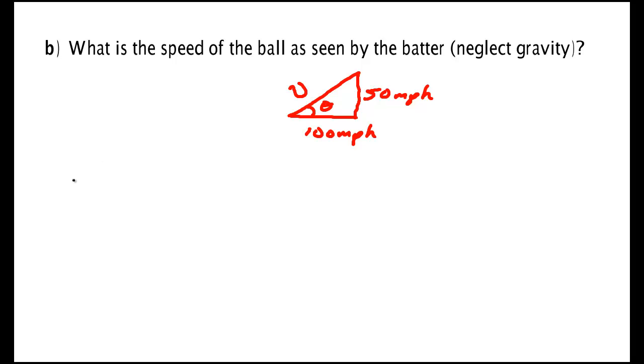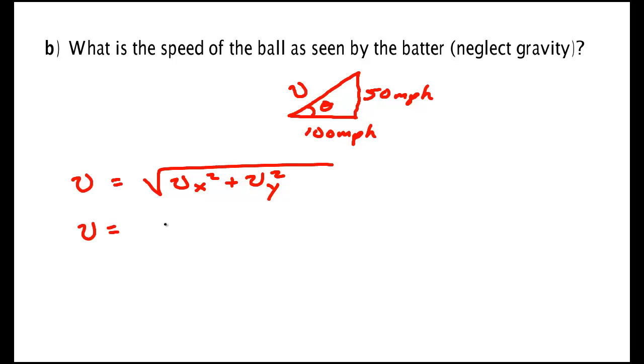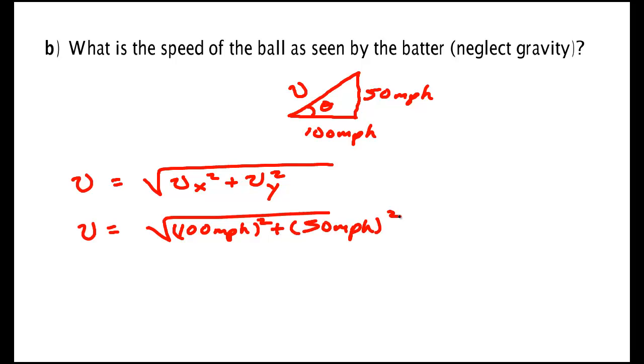That's the speed. So we just need the Pythagorean theorem, since we've done all of the work on the component parts. Taking the square root of the x component, which is 100 miles per hour squared, plus the y component, which is 50 miles per hour squared, we get approximately 112 miles per hour.